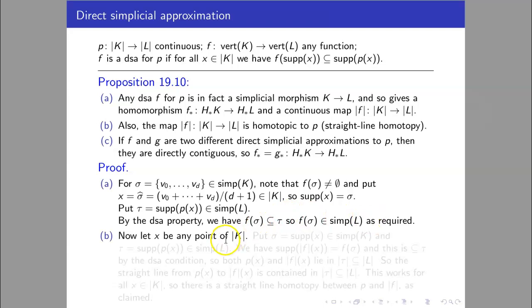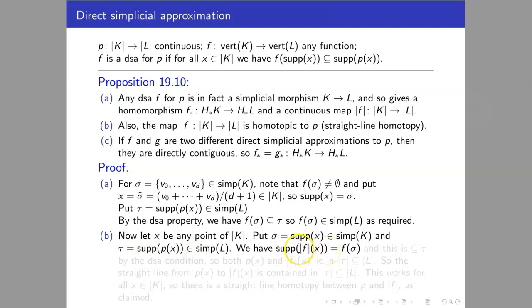And now we're going to prove claim B. Okay, so we've got some point x in the realization |K|, and again sigma is going to be the support of x, and tau is going to be the support of p(x). So sigma is a simplex of K, tau is a simplex of L. And then the other thing we could do, instead of looking at p(x), we could take this map |f| and apply that to x. So we've got |f|(x), and want to know what's the support of that.